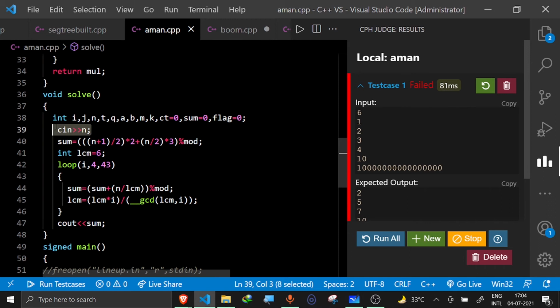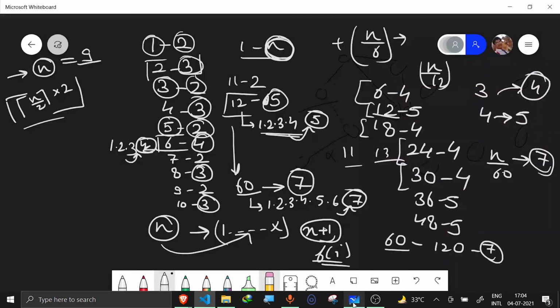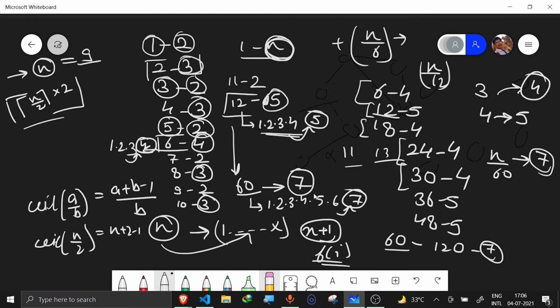I would just take the number n. This is just the ceil function. If you don't know, let me tell you this also. Basically, ceil of a by b could also be written as (a plus b minus 1) by b. So similarly, ceil of n by 2 is just (n plus 2 minus 1) by 2, which is (n plus 1) by 2. So I just did that.